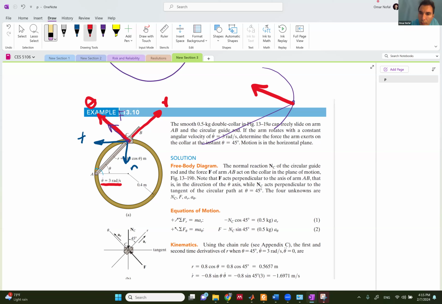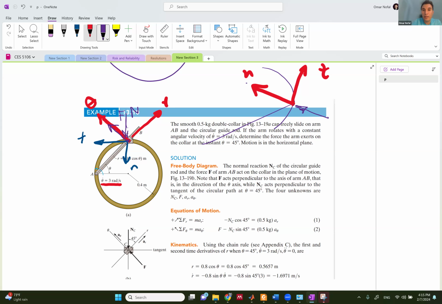Let me put the tangent better. This is the tangent. This is the normal. So the normal force is something like this, always perpendicular to the surface. And what is perpendicular to the surface is the n hat direction. Same thing here. It's always perpendicular to the surface. So this is n.